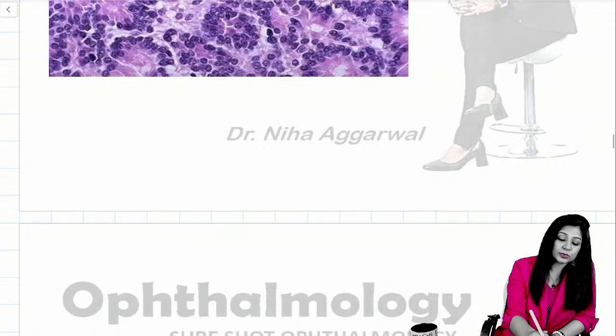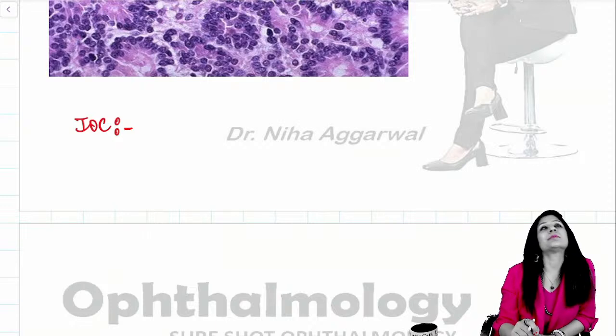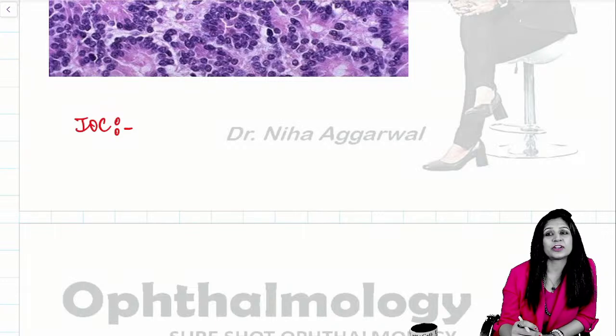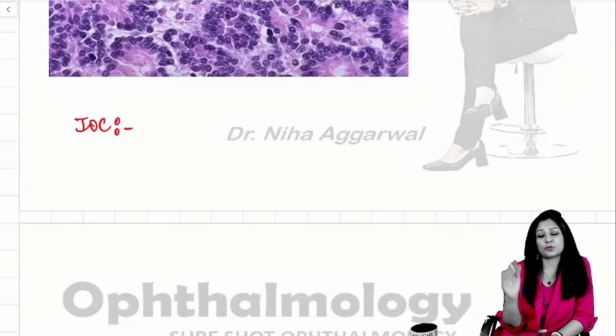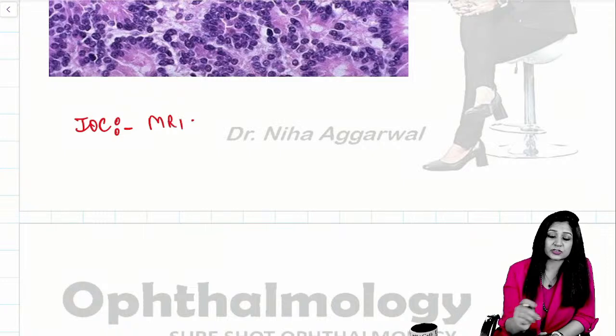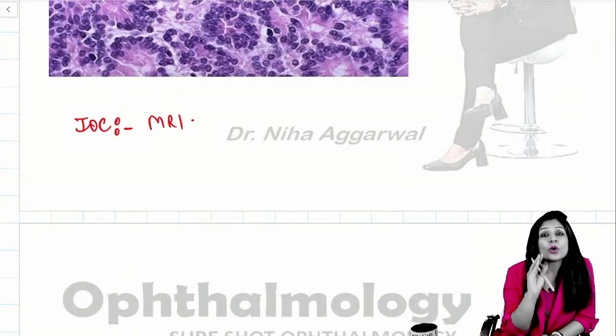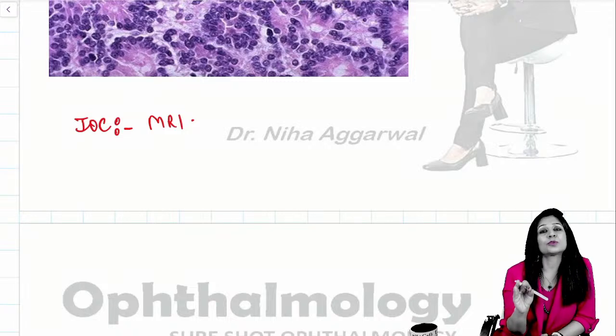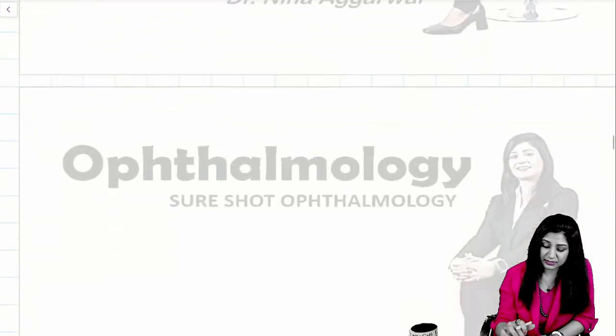Acha, one more thing. What should be the investigation of choice? The other day I was taking a live session and somebody shared a screenshot of other notes circulating in the market, where it was written that X-ray and CT scan is the investigation of choice for retinoblastoma. No, guys. Babies are less than 3 years of age, so we will always avoid radiation exposure. So MRI is the investigation of choice. There should be no confusion. Please don't mark anything wrong: MRI is the investigation of choice, not CT, not X-ray.